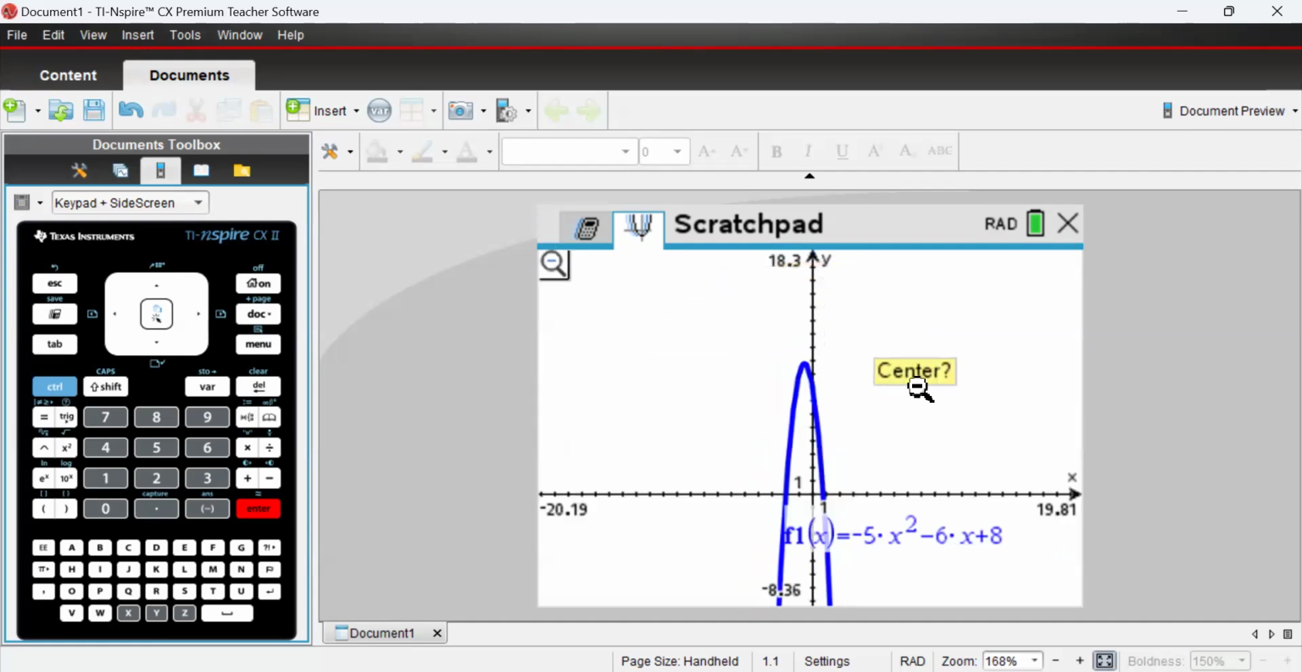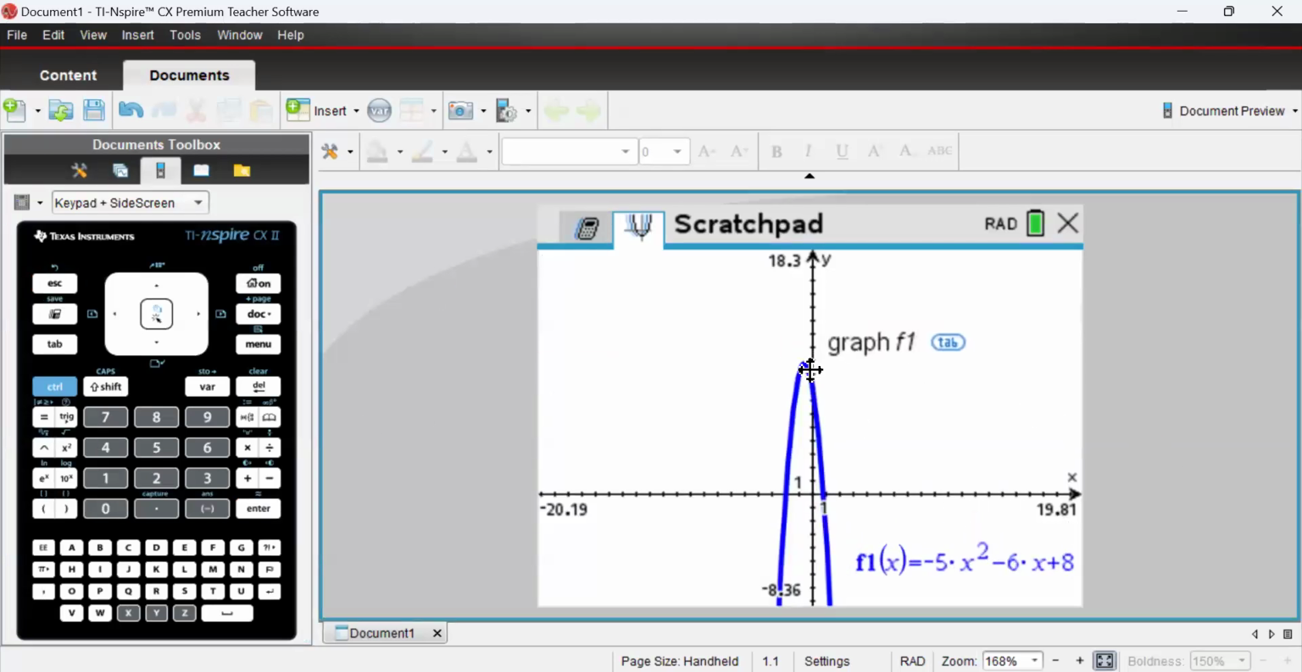Okay. And to get, you see it's still in the zoom out mode, you can just hit your escape button. It takes it out of that mode. So I have a high point. So that means I have a maximum.